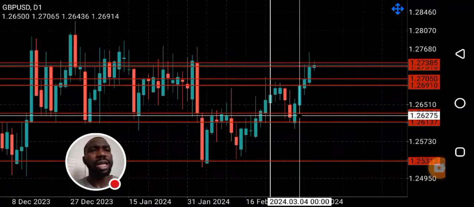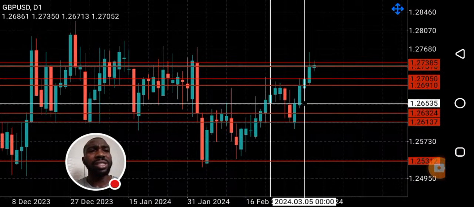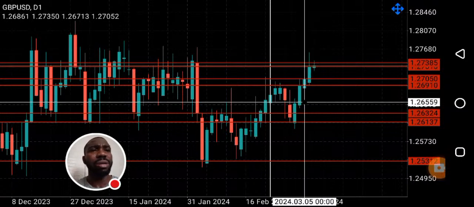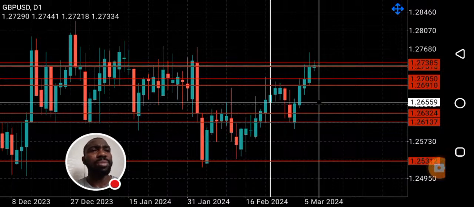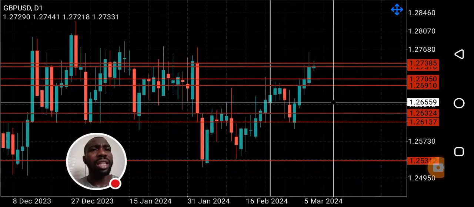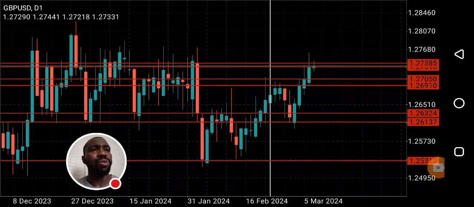And it has been bullish since Monday. GBP USD has been bullish since Monday, and I think it's still going to be bullish for the week. The only thing that will make it sell could be fundamentals. This week is NFP week. A lot of major news will be released this week from the United States. That is the only reason GBP USD is going to sell. Technically, GBP USD is bullish.